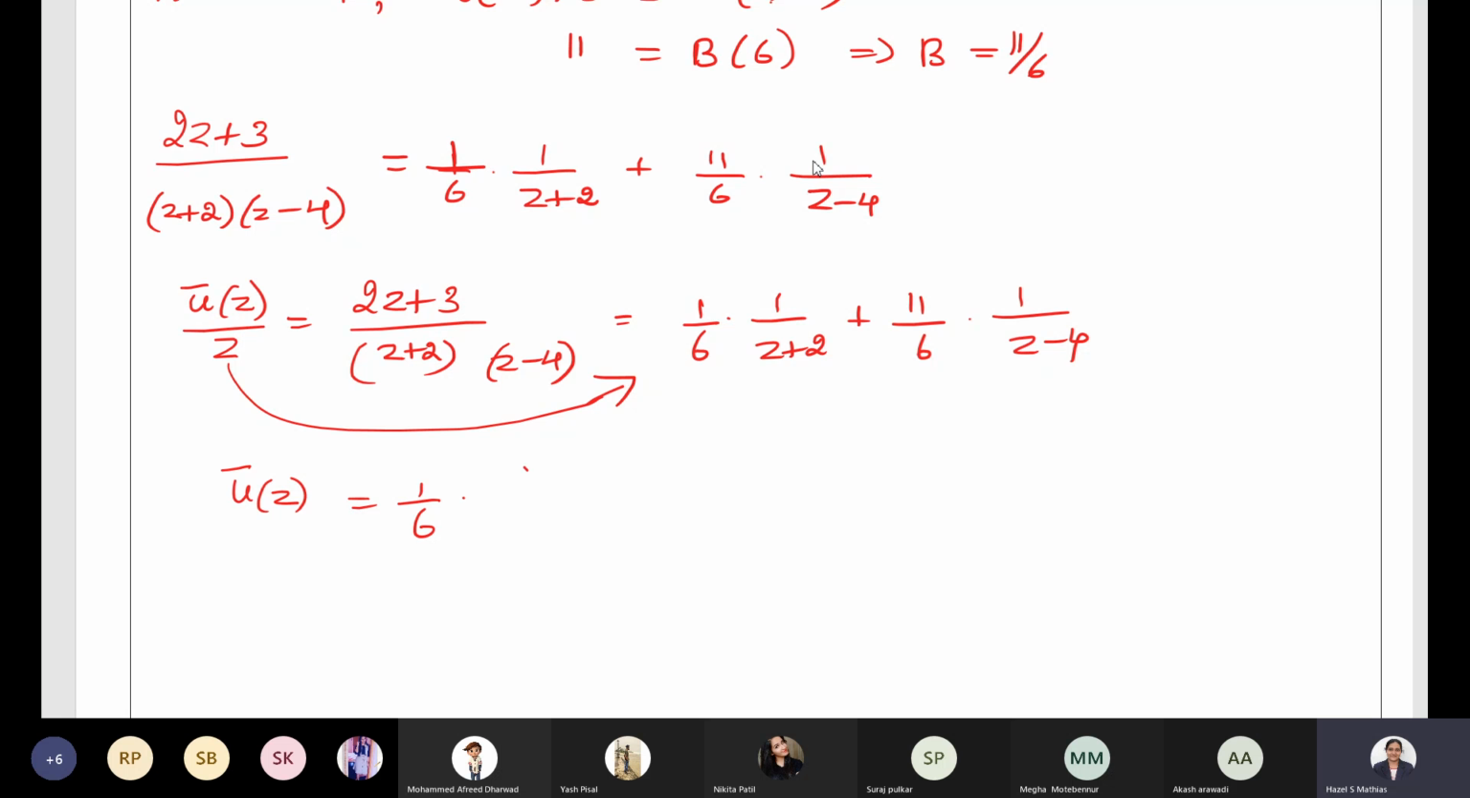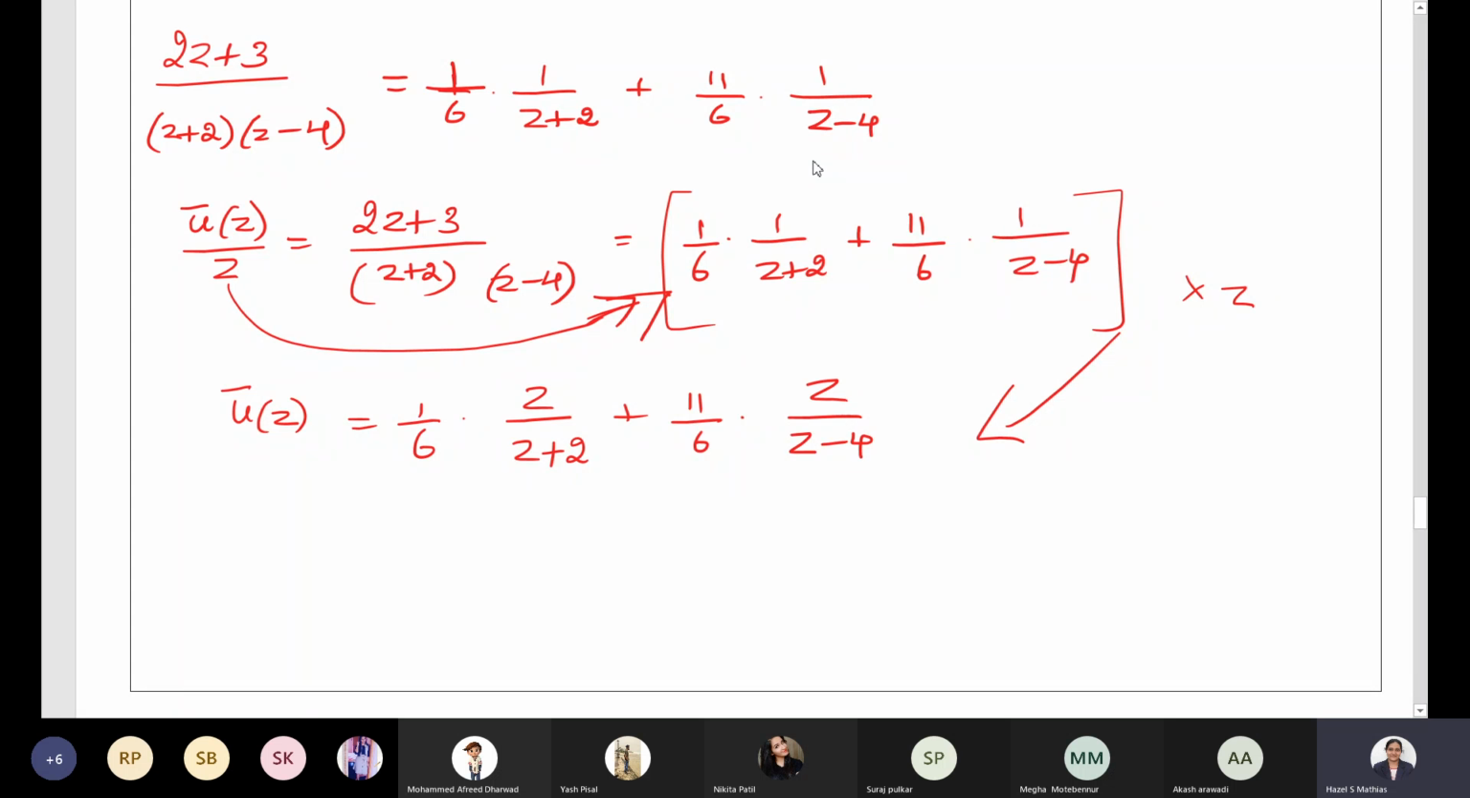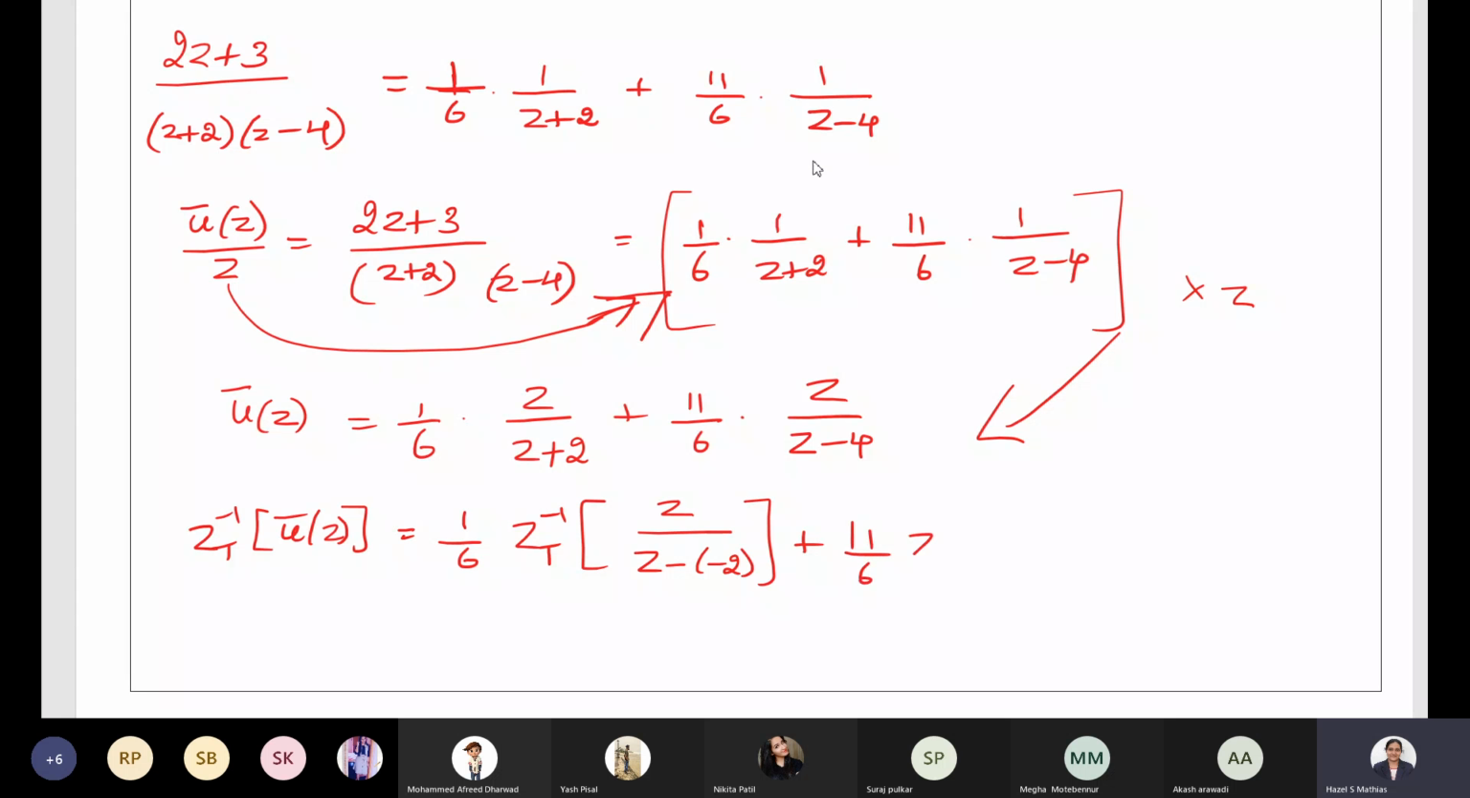So multiply by z, we get 1 by 6 into z by z plus 2 plus 11 by 6 into z by z minus 4. This is u bar of z by z. I want u bar of z, that's why multiply the entire expression by z. This is what we get. Now apply the inverse z transform. Z inverse of U bar of Z is equal to 1 by 6 into inverse Z transform of Z by Z minus of minus 2 plus 11 by 6 into inverse Z transform of Z divided by Z minus 4.